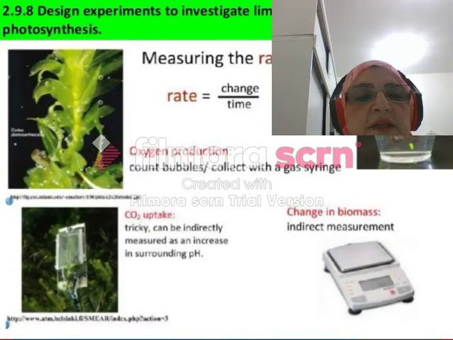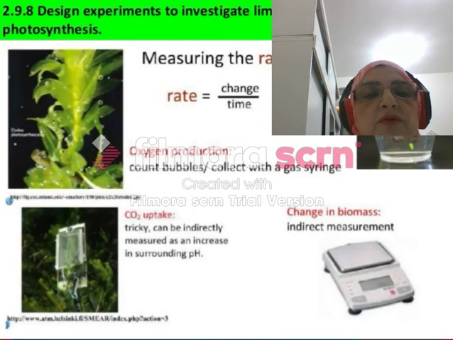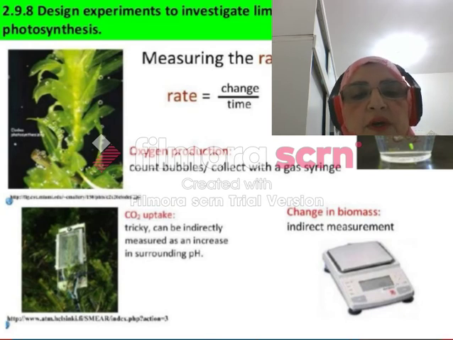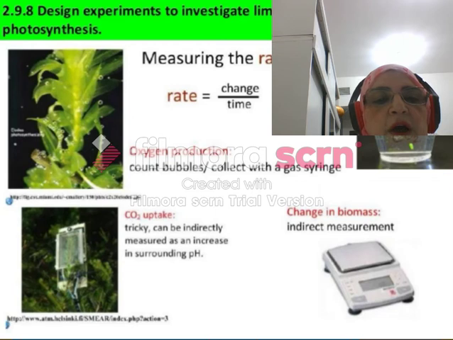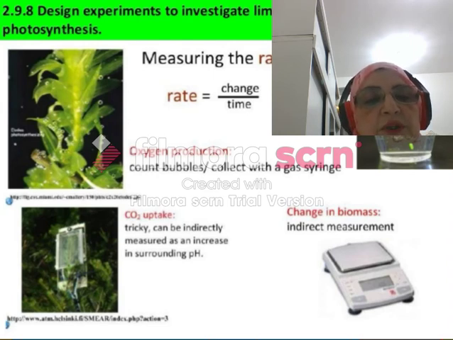To measure the rate of photosynthesis or to design an experiment to investigate the limiting factors, first you need to show how you are going to measure the rate of photosynthesis. Here we are measuring the rate by the change in the oxygen volume over time being observed. Oxygen production, how to find the rate of oxygen production? You may count the bubbles of oxygen produced per unit time, or you can collect the gas in a gas syringe and you get the volume. You can get more quantitative data by measuring the volume using a gas syringe.